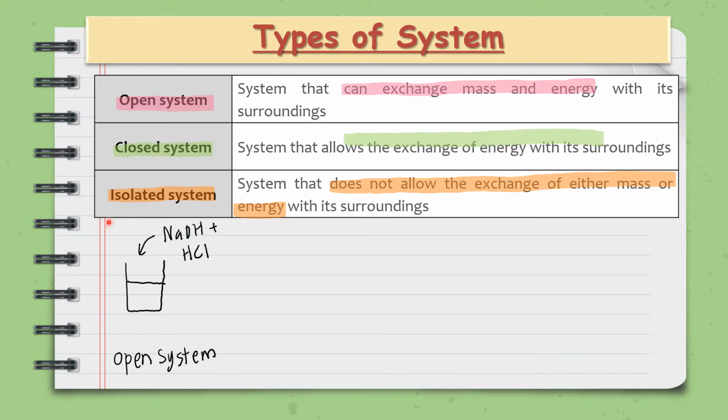Okay, or maybe the solution might evaporate. So this is an example of an open system where we can exchange mass and also energy. Now, so this is an open system. Okay, next I want to talk about a closed system.